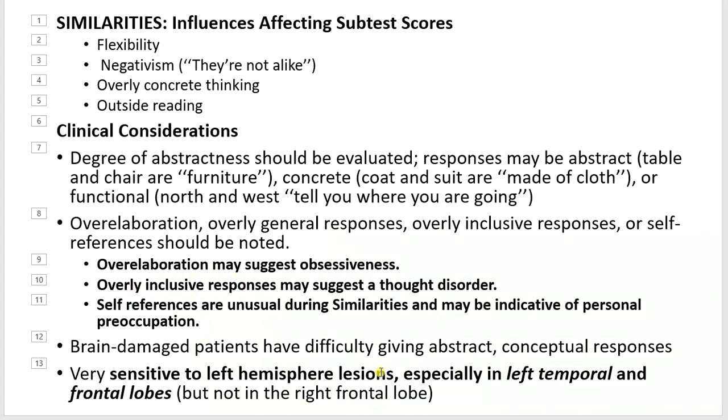Similarly, brain damaged patients have difficulty giving abstract conceptual responses, so they are likely to score less. Particularly since this is a verbal concept formation measure, as you will recall from the previous slide, it is very sensitive to left hemisphere lesion, left hemisphere damage, particularly in the left temporal and frontal lobes, but not in the right frontal lobe. So if you are having lesions, then the score is likely to be lowered on similarities.